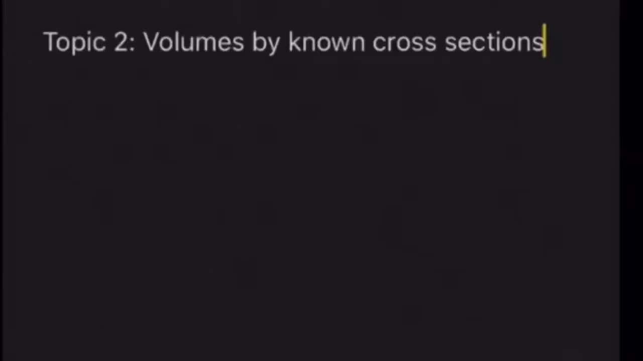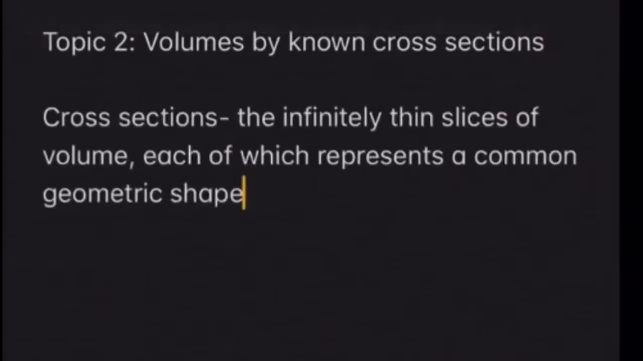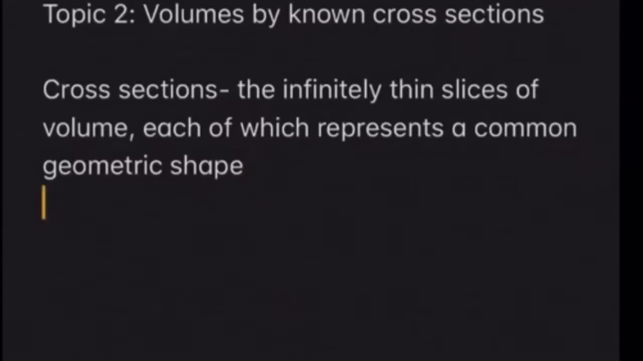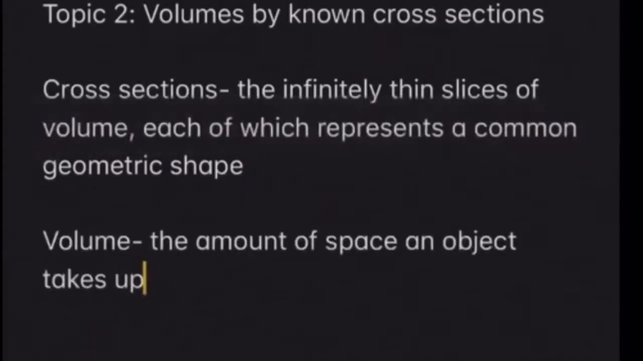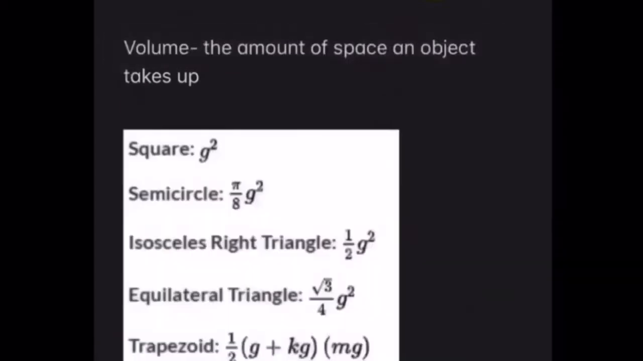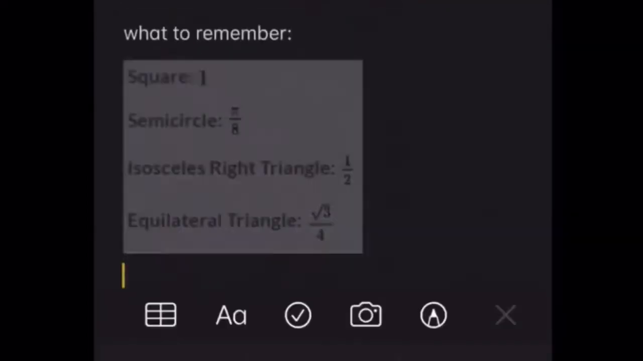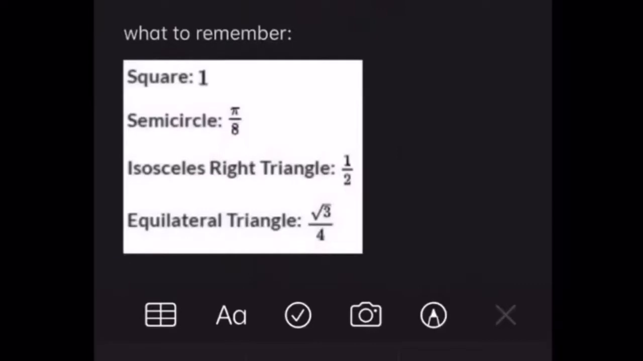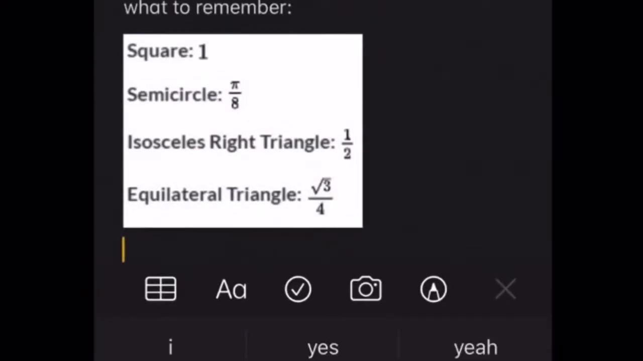My second topic is volumes by known cross-sections. Cross-sections are the infinitely thin slices of volume, each of which represents a common geometric shape. Volume is the amount of space an object takes up. For each shape, we have a simple formula that we need to remember. These are the areas for each of the shapes. All we need to know is the value for g. However, to make it easier, for the first 4 shapes, you simply have to square g, and then you multiply g squared by a coefficient, so the coefficients are below.